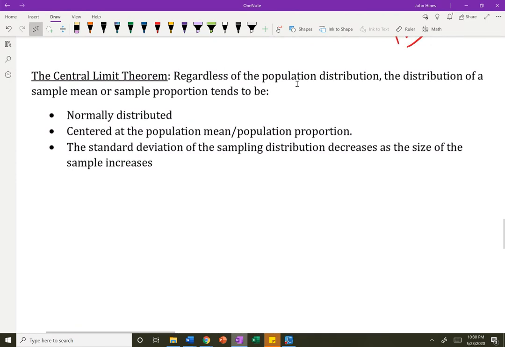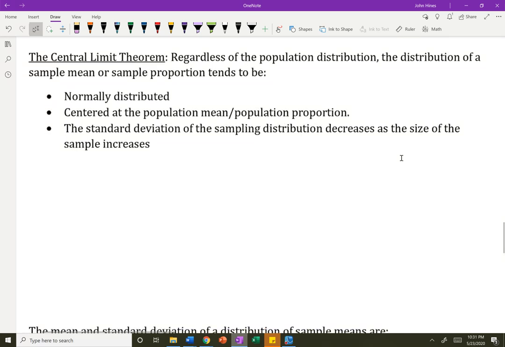Regardless of the population, the distribution of a sample mean or sample proportion, that's our sampling distribution, when I find a whole bunch of sample means or a whole bunch of p hats, is normally distributed, centered at the population mean, and the standard deviation of the sampling distribution decreases as I increase my sample size. As I increase my sample size, it's harder for my sample statistic to be more extreme. So in statistics, a lot of the times, we want our sample sizes to be large to decrease that sampling variability. It decreases the variability in our data.